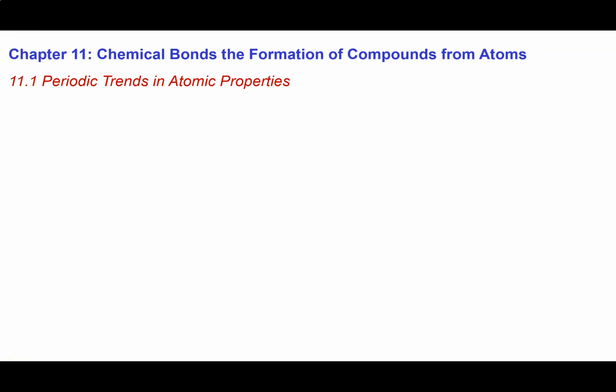So in chapter 11, we look at the different types of chemical bonds that can form between different atoms and the different types of compounds that can be created as a result of those bonds. But before we can do that, we need to have a look at what we call the periodic trends in atomic properties.